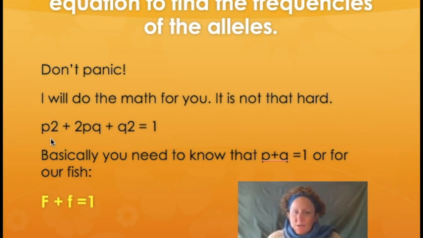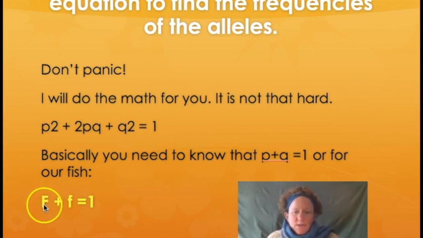The Hardy-Weinberg equation is p squared plus 2pq plus q squared. Now what that means is basically p plus q, your two options for alleles. You can think of brown plus gold has to equal 1. There's only so many gold alleles, so there can only be so many brown alleles because there's only two options and they have to add up to 100%.